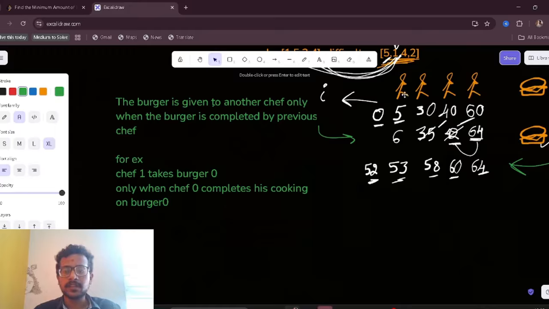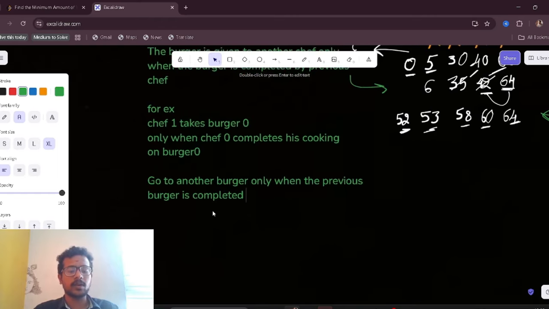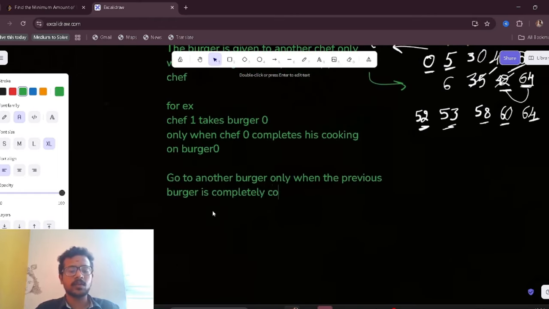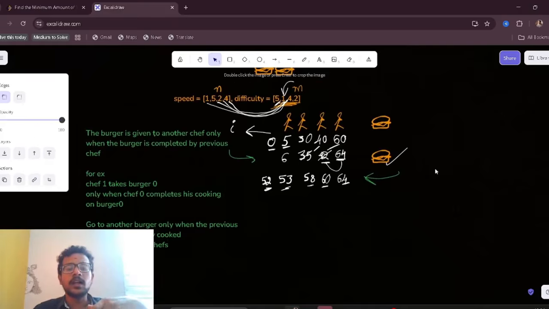Now after this chef, then only he is taking this burger, but I would go to another burger only when the previous burger is completely cooked, right? It is completely cooked by all the previous chefs. So if and only if the burger is completely cooked, then only another burger is started for work.